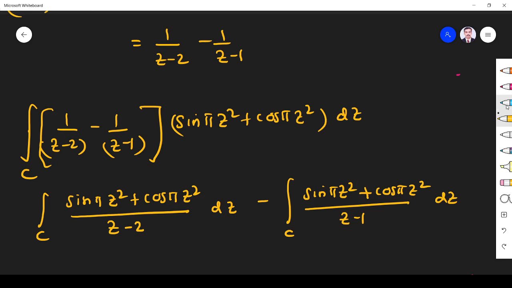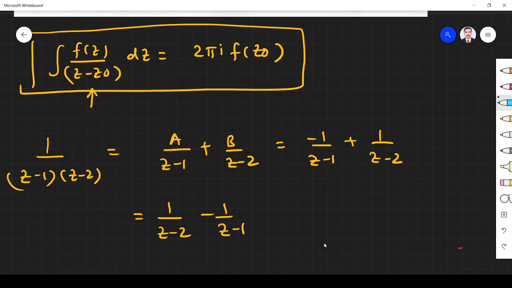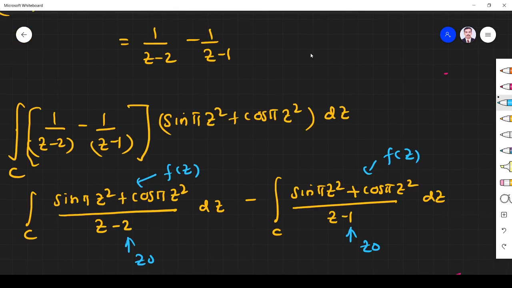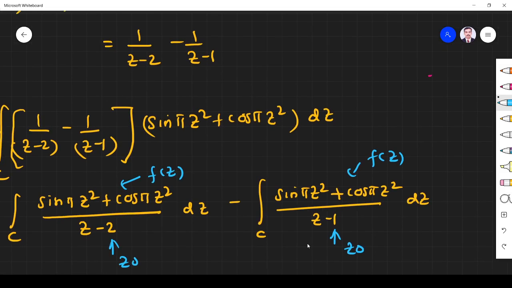So what is the f? Compare with the general equation. This is f of z, right? This is what my z naught, because f of z by z minus z naught dz. So this is also f of z in the numerator. Denominator, this is z naught. So if you compare this equation with the Cauchy's integral formula, numerator is f of z, denominator is z minus z naught. So that is equal to 2 pi I f of z naught, right?